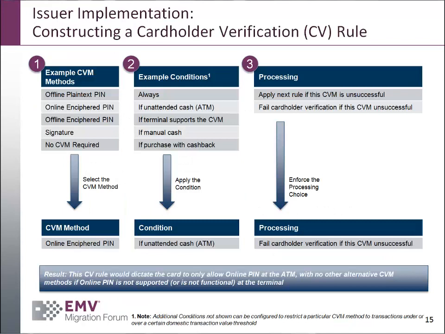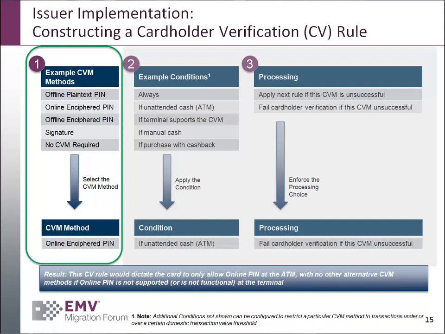Now let's review the logic that is used to decide what CVMs can be implemented on a chip card and the order of the CVMs in the CVM list on the card. In this example, our card will be used only at ATMs. The first step is to look at all of the potential CVMs listed here vertically and determine which one should be the first CVM in the list. Since Online PIN is the only CVM allowed at an ATM, Online PIN is the CVM that will be first in the CVM list.